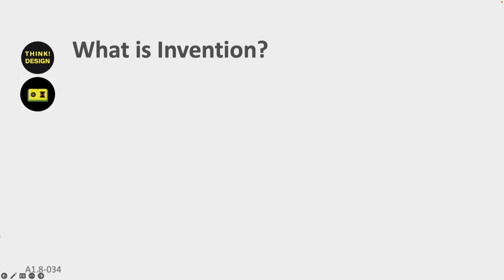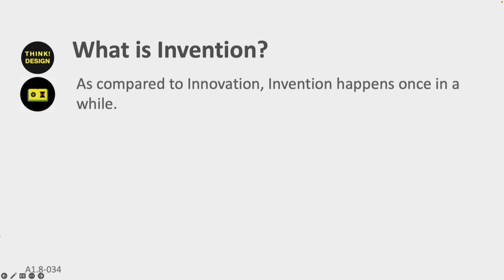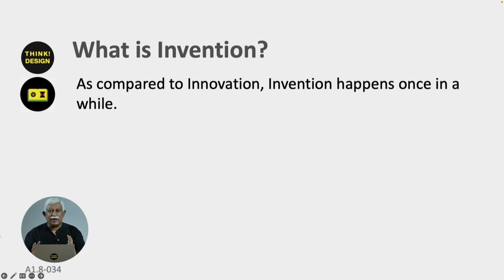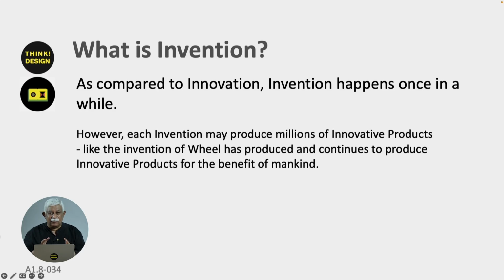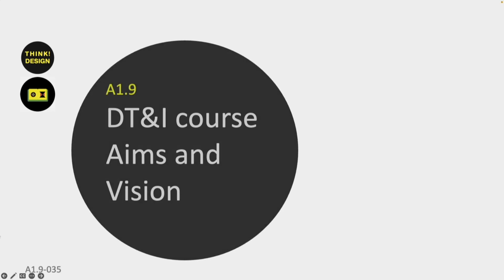So, let us contrast it with invention. As compared to innovation, invention happens only once in a while. The classic example is the wheel. Wheel was an invention, but the variations of the wheel are all innovation, right? There are so many kinds of wheels suited to different needs, right? That is the innovation one has done with respect to the wheel.